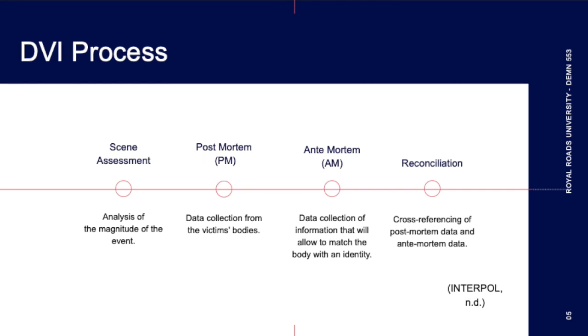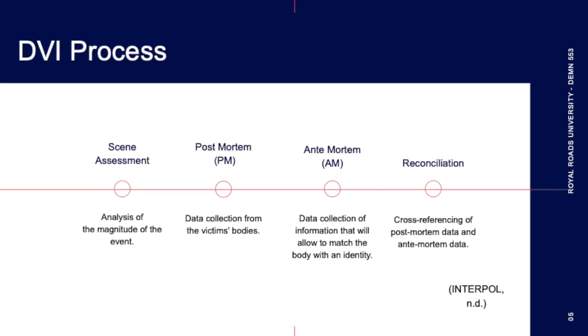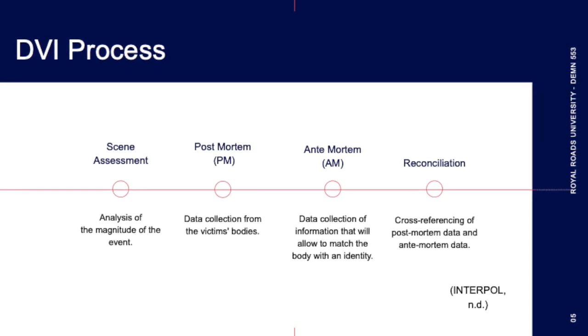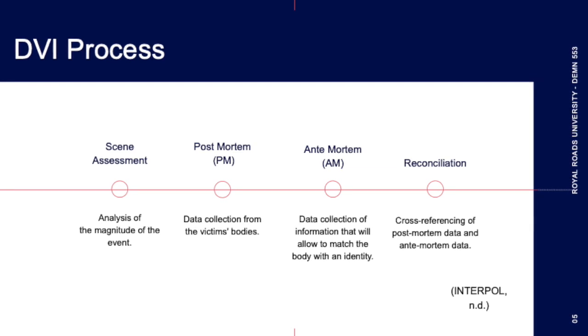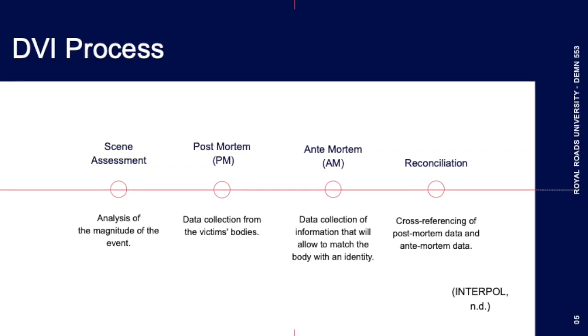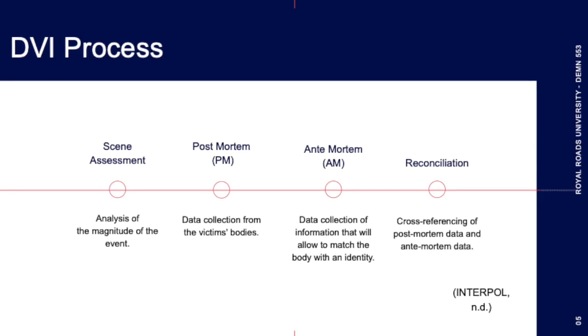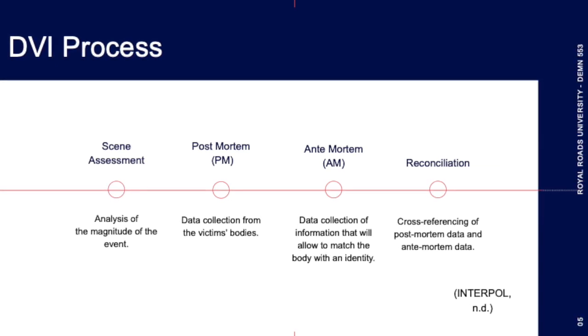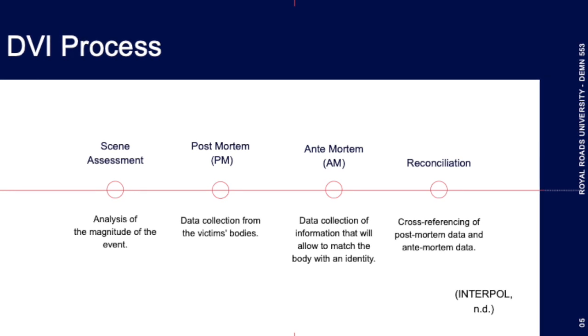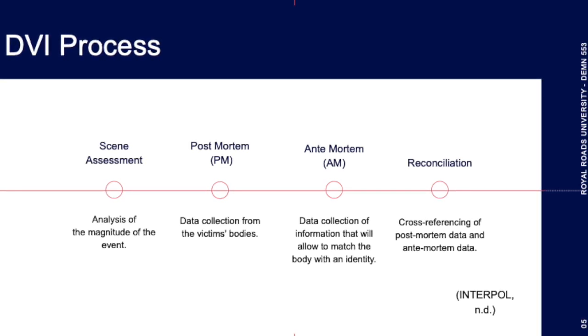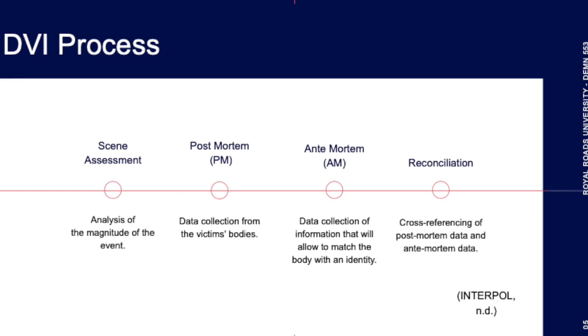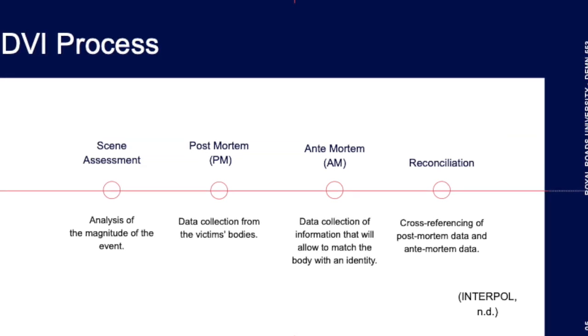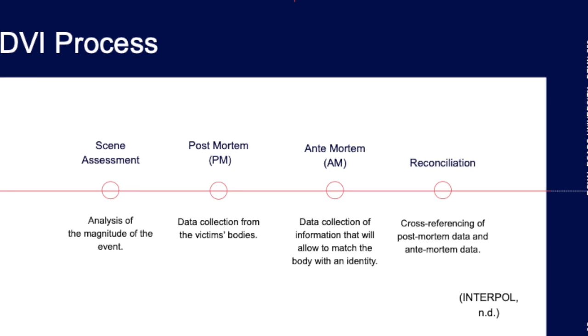The disaster victim identification core process follows 4 steps, as mentioned before, set by the Interpol. The first step, a disaster assessment or scene examination. At this step, the magnitude of the event is analyzed in order to start the victim identification. The second step is the post-mortem data collection. At this step, bodies are examined by experts looking at any traces that might help the identification, so they're looking at fingerprints, teeth, and collecting any DNA possible in order to find the correct identity.